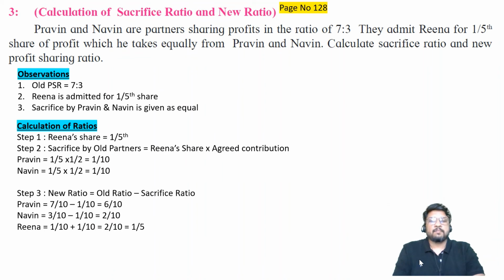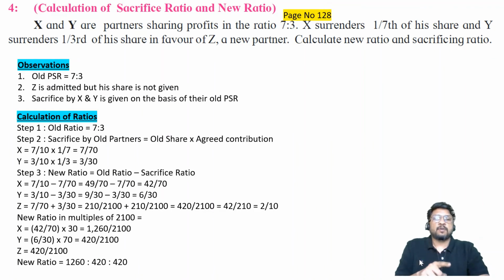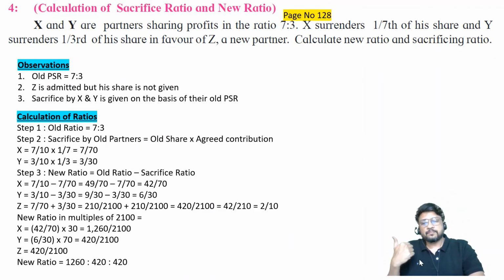In the previous problem, Reena's share was 1/5, which was equally contributed by Praveen and Naveen. So that was 1/5 into 1/2 and 1/5 into 1/2. We did not calculate half of the old ratio. We calculated half of Reena's share because the new partner's share was given. Whereas in this case, the new partner's share is not given and the sacrifice is given in terms of old ratio. So this is the fourth type of situation. Very rarely it may be asked in exam, but you should be aware of it.